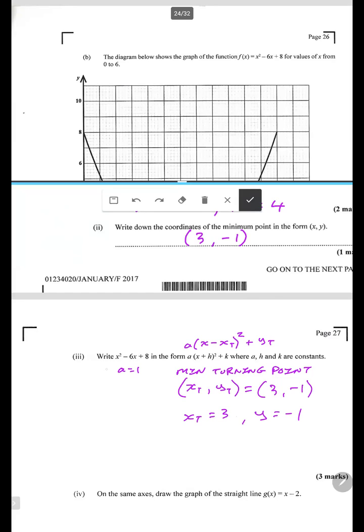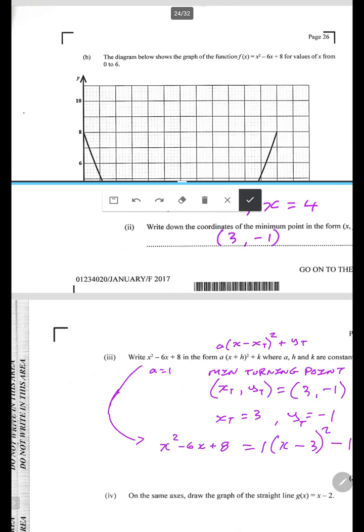And so therefore, x squared minus 6x plus 8 can be written as a, which is 1, into (x minus xt, which is 3, don't forget the square) plus yt, which is -1. You don't have to actually work them out because you know the minimum point. Normally you have to work them out, and you can if you want to, but this time you don't have to because you know the coordinates of the minimum point.